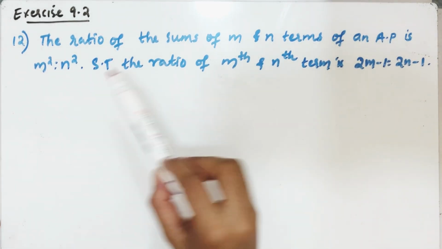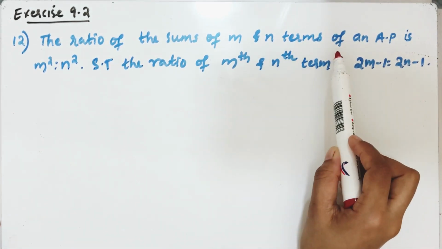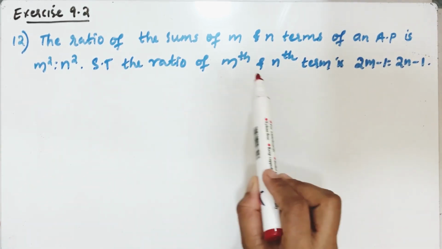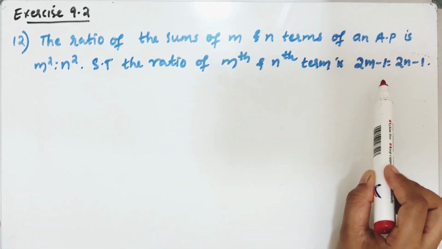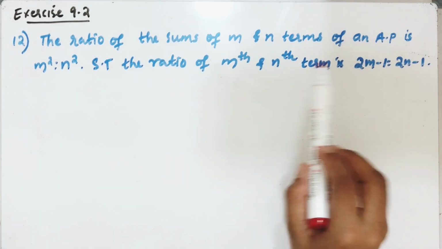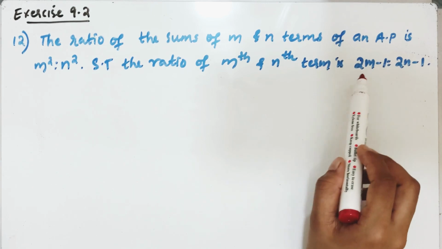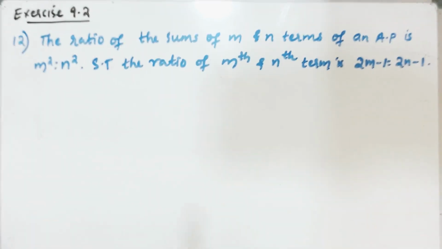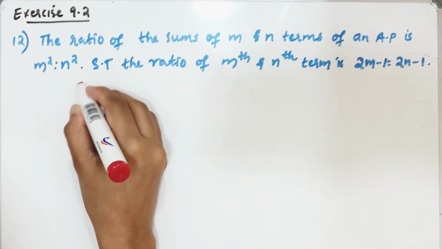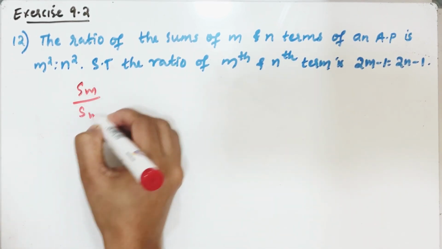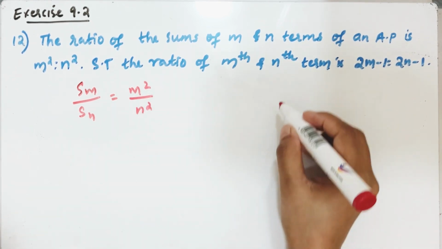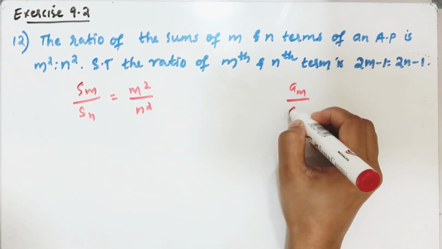Next question. The ratio of the sums of m and n terms of an AP is m square is to n square. Show that the ratio of mth and nth term is 2m minus 1 is to 2n minus 1. We have already done similar type of problems with the values here m and n. See, given ratio of sum of m and n terms, that is Sm by Sn is equal to m square by n square. We have to find am by an.